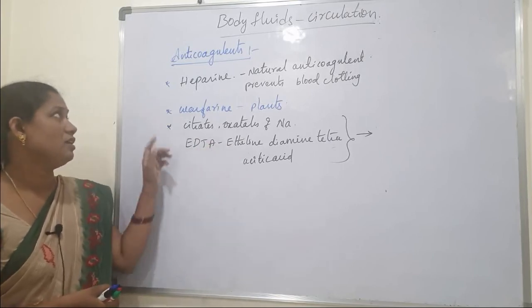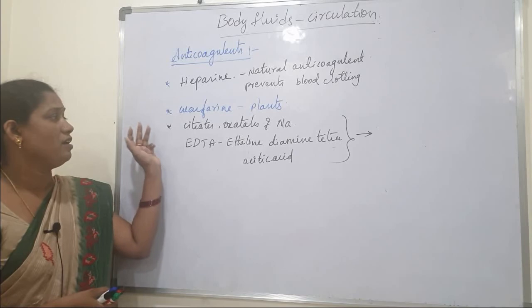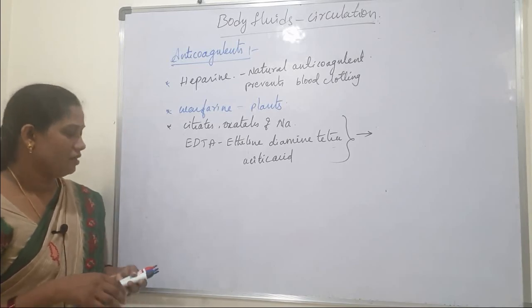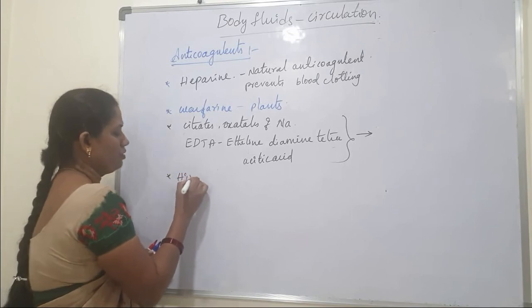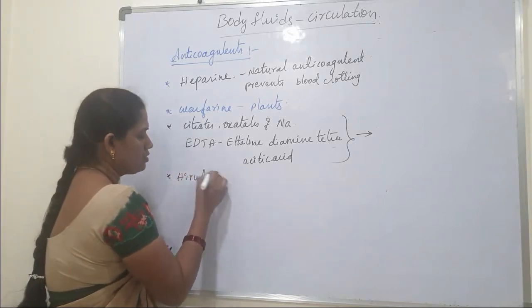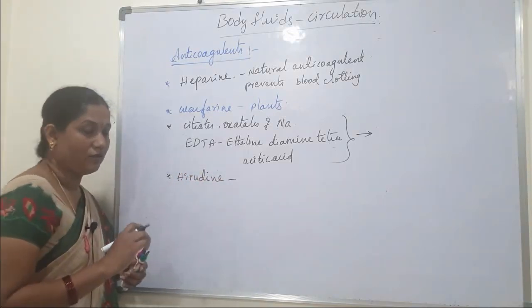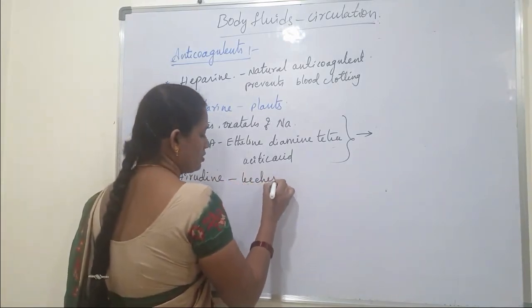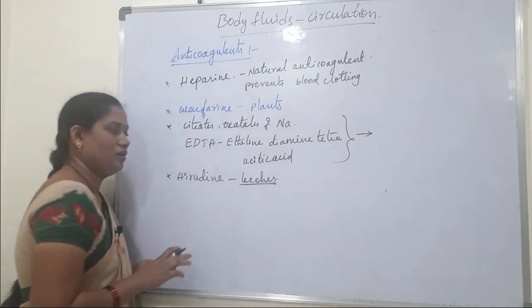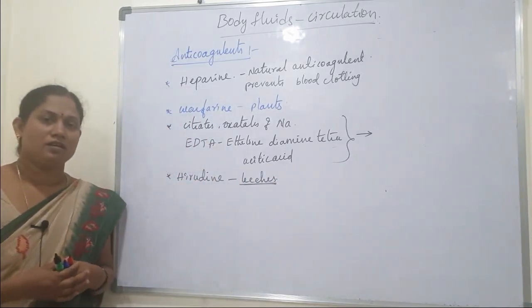So these are anticoagulants: heparin, warfarin, citrates and oxalates. One more, hirudin. Hirudin is also an anticoagulant which is present in leeches. So these are the anticoagulants.